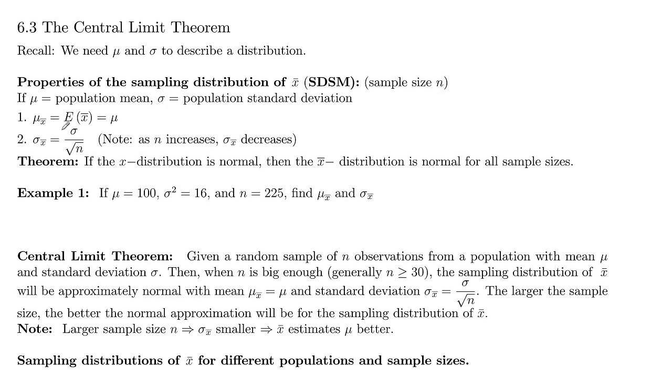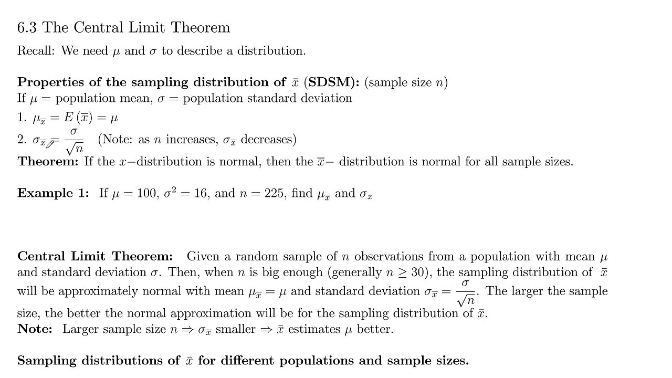So the first property of the sampling distribution is that if mu is the population mean and sigma is the population standard deviation, then we saw this in the examples that we did earlier. The mean of the X bar distribution, or the expected value of X bar, is the mean of the population, so the mean of the original data. And then if you look at the standard deviation of the X bar distribution, that's what they call standard error.